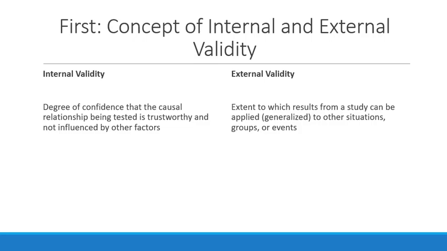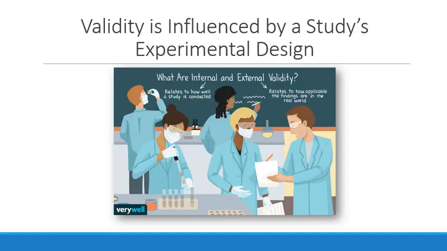So internal validity is the degree of confidence that the causal relationship being tested is trustworthy and not influenced by other factors. External validity is the extent to which results from a study can be applied or generalized to other situations, groups, or events. So validity is ultimately influenced by a study's experimental design. Again, internal relates to how well a study is conducted, and external relates to how applicable these findings are in the real world.